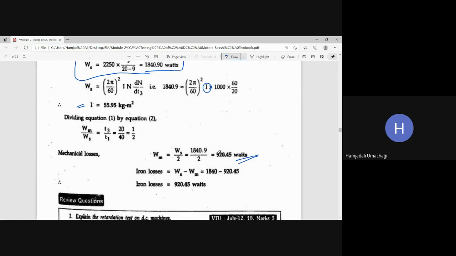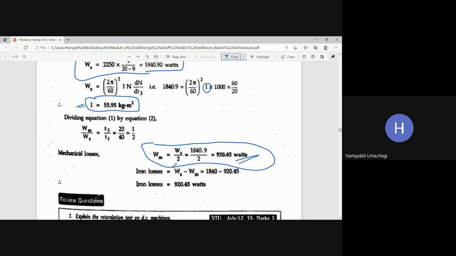So after calculating the moment of inertia as the first parameter, then we have calculated the mechanical loss. This is the second parameter. Then finally, we are going to calculate the iron loss. Iron loss is nothing but what? Stray loss minus mechanical loss. With excitation, without excitation. Very simple, yes or no? So with excitation means Ws, that is stray loss. Without excitation means what? Only considering mechanical loss.